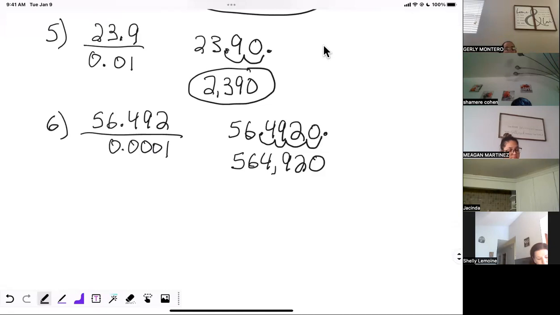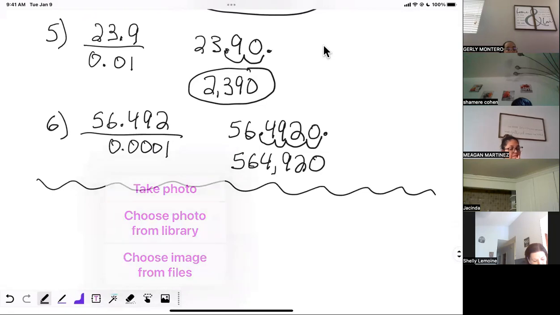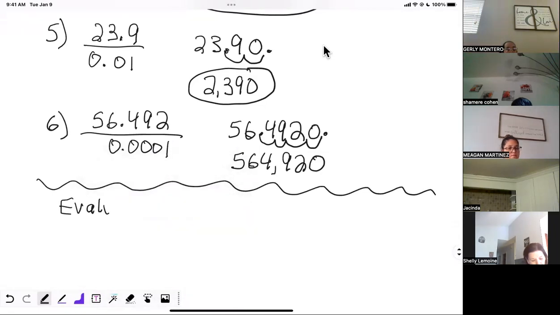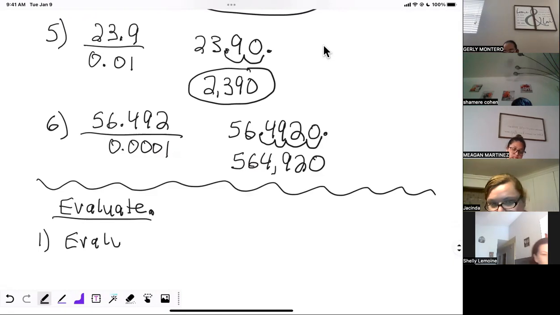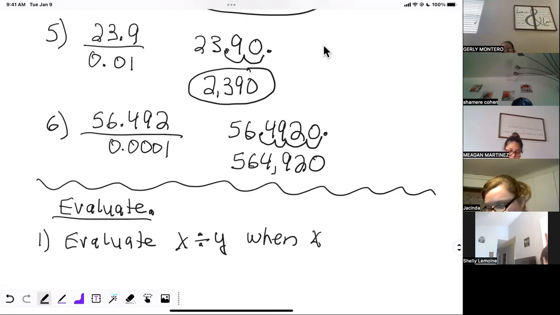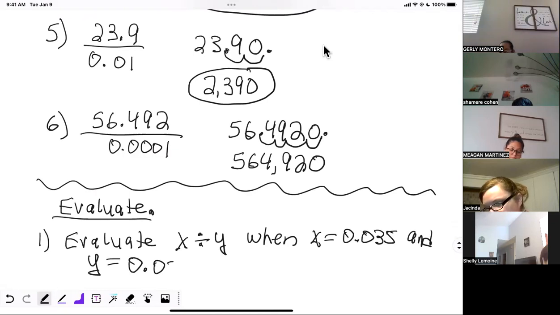Okay, awesome. All right, now sometimes I'm going to throw this in here. We'll be asked to evaluate. Actually, anytime they can ask you to evaluate. So for example, we've done this before, but evaluate X divided by Y when X equals 0.035 and Y equals 0.02. So it's just a divide problem in disguise. They set it up looking like it's algebra related.